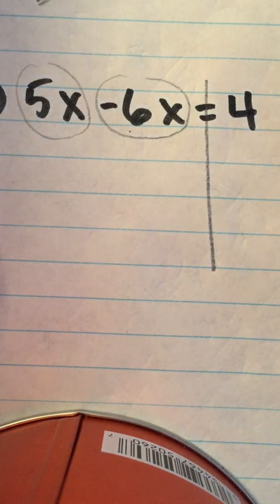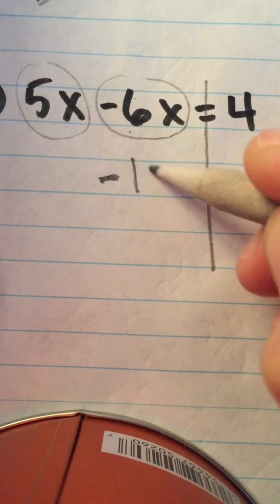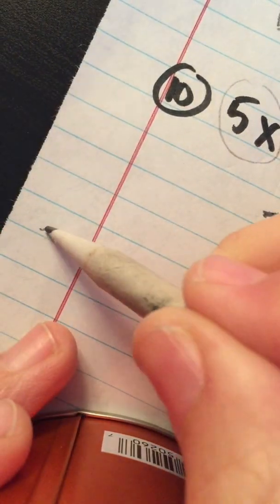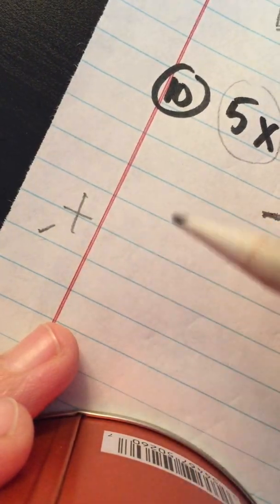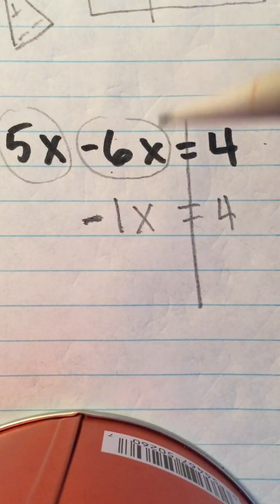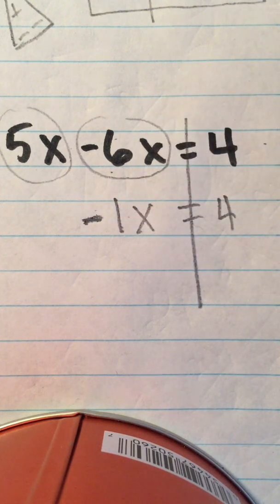If you have 5 x's and you take away 6 of them, that's going to leave you with -1x. I'm just going to put that coefficient of -1. We don't have to write that. You will normally see it written as negative x. But for right now, I'm going to write it like this to show you that we're not quite done. We don't want negative 1x, we only want positive 1x.